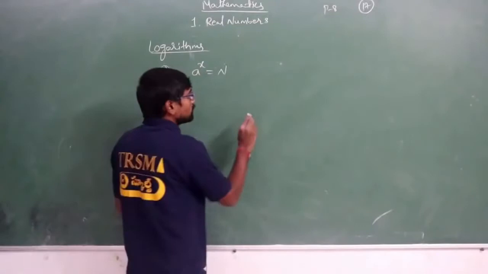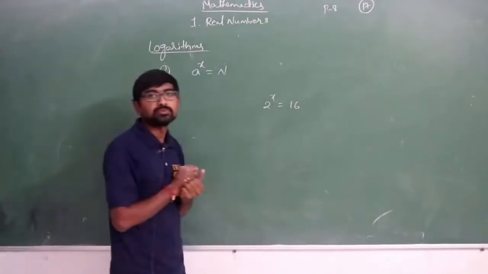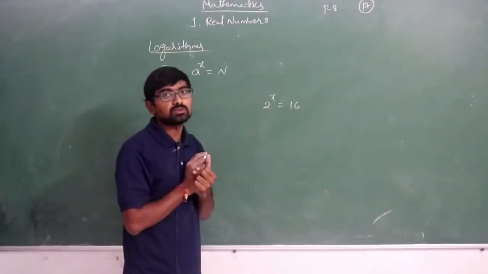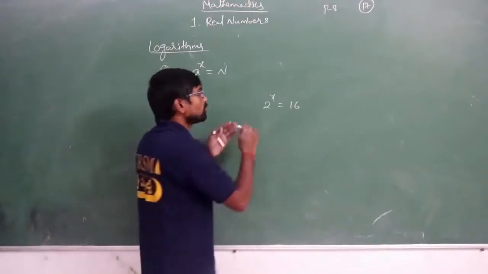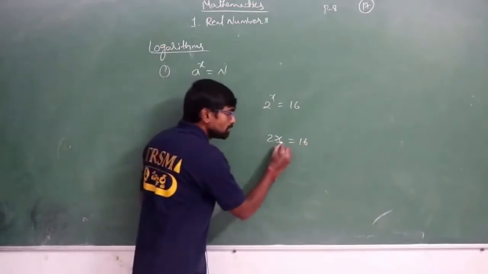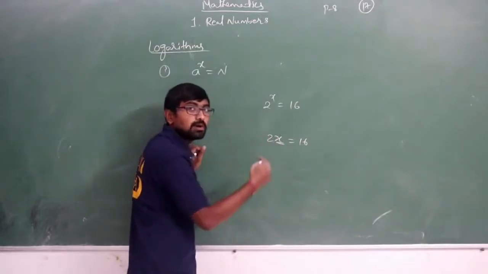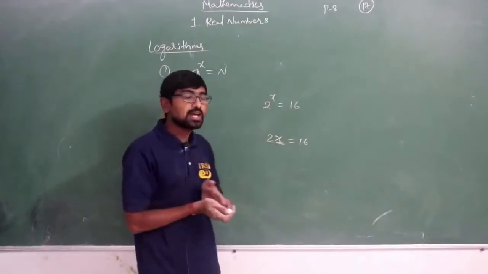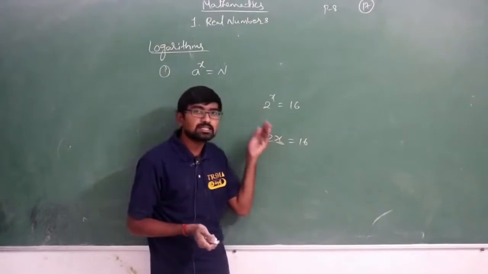For example, if you have 2 power x is equal to 16, and I ask you to find the value of x, how will we do it? Before that, if you take 2x is equal to 16, how will you solve this? Here the variable is multiplying the coefficient. We don't have anything in the power, only 1, and x is multiplying 2, which means x lies in the base.